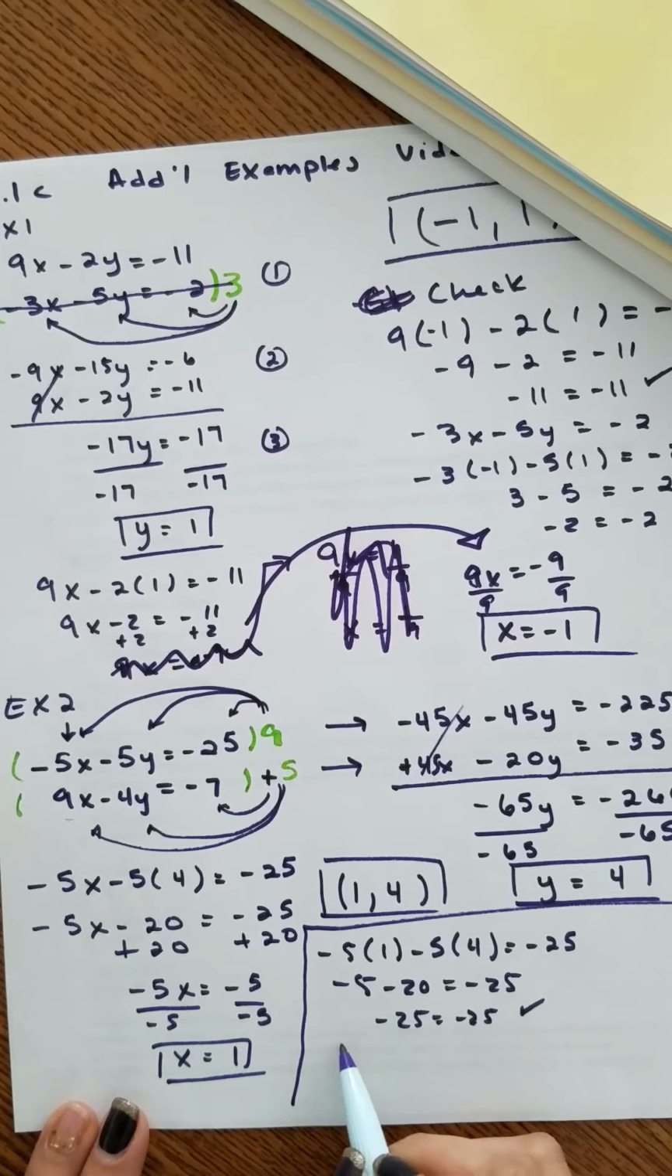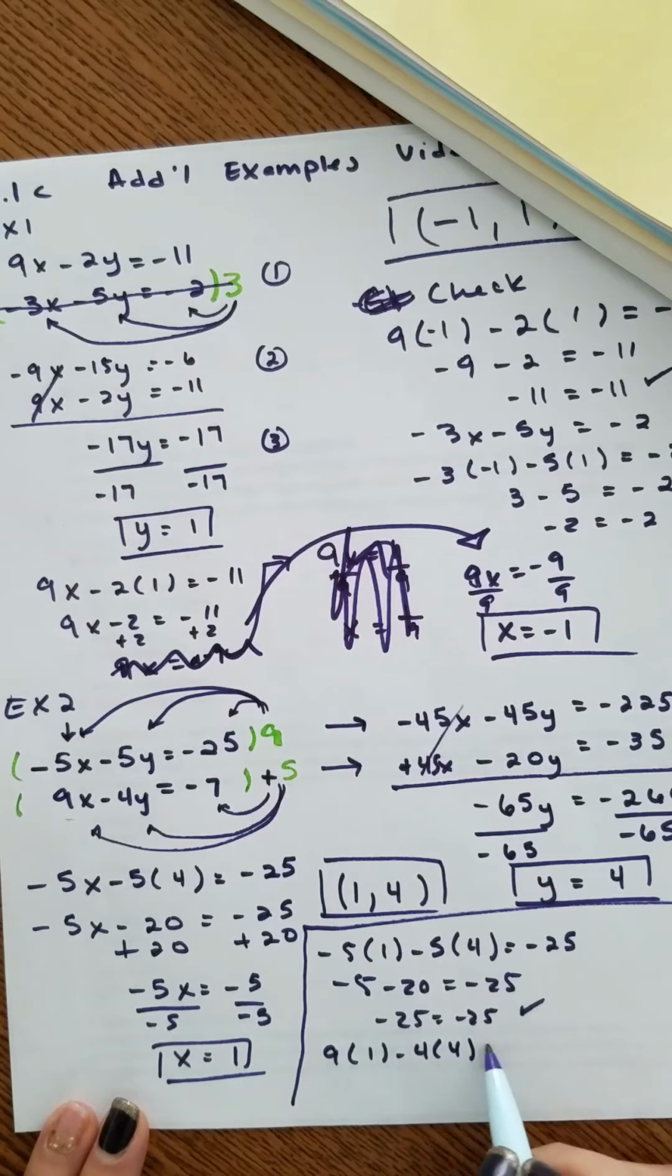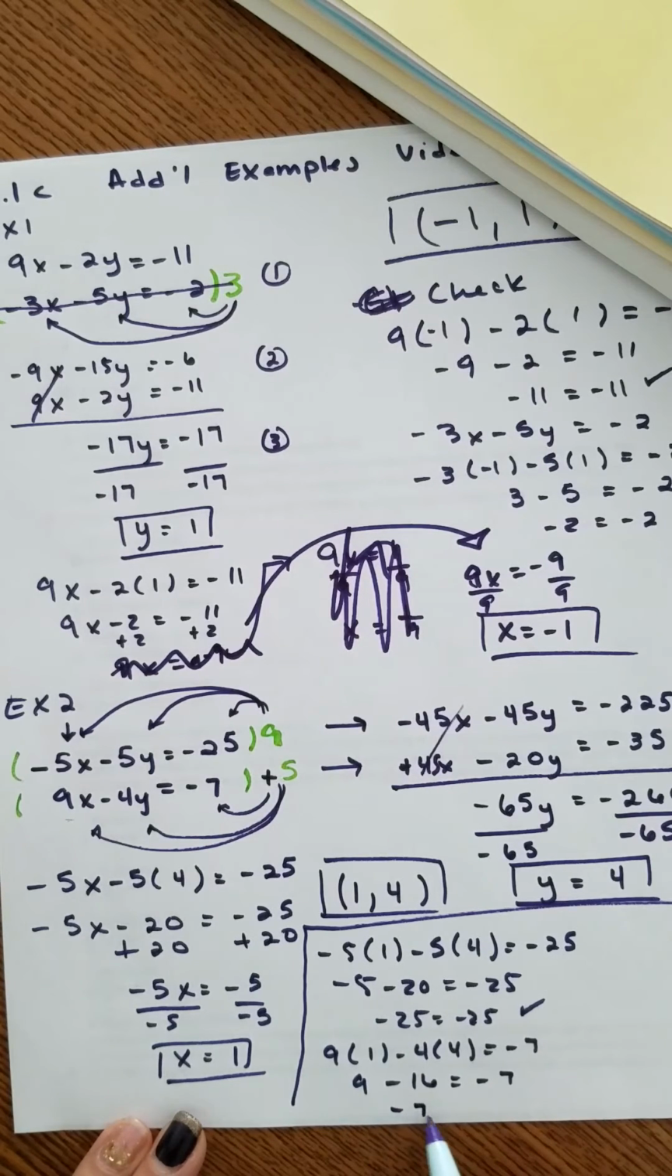Okay, so then the second one, 9 times x minus 4 times y is equal to negative 7. 9 minus 16 equals negative 7. Also true. Okay, so if they're both true, we know that we did it correctly and that we have solved this system. That's it for the examples that I have.